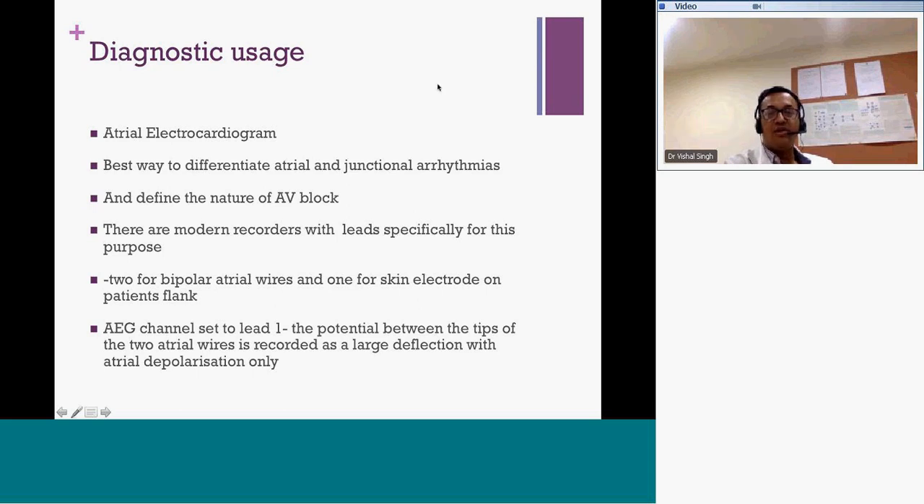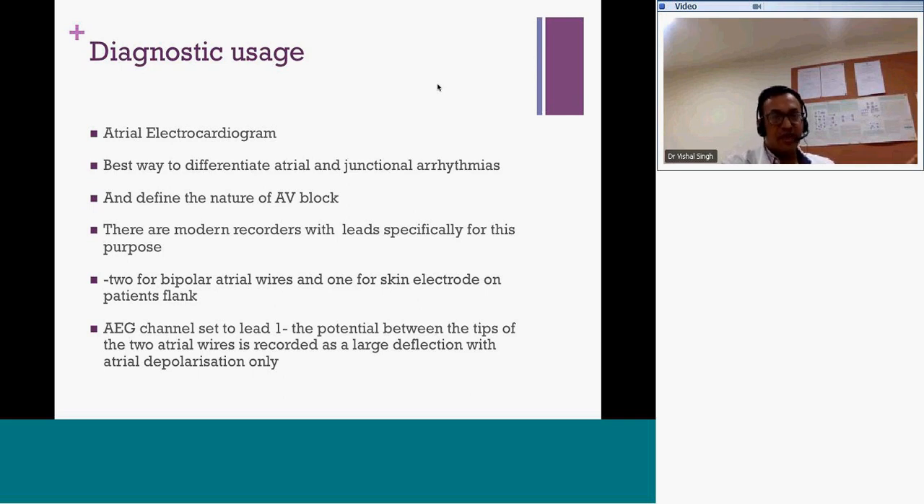Pacing wires are used for your atrial ECG recordings, and I'm very sure that all of you would have done those ECG recordings in your place, especially to differentiate between a junctional tachycardia and a sinus tachycardia when the P wave is not very clear. So atrial electrocardiogram is the best way to differentiate that.